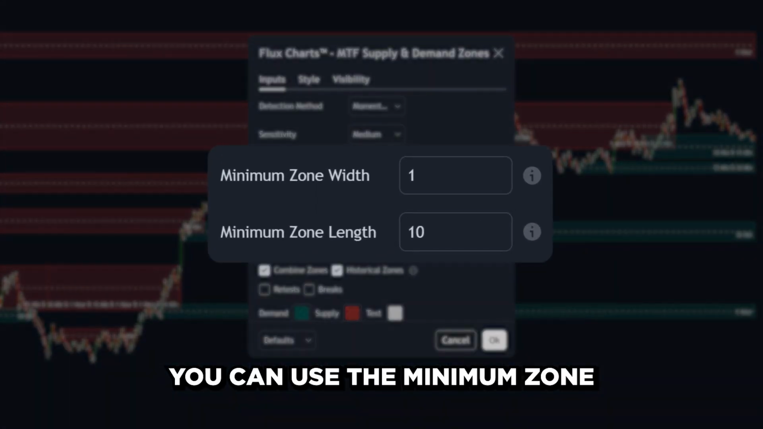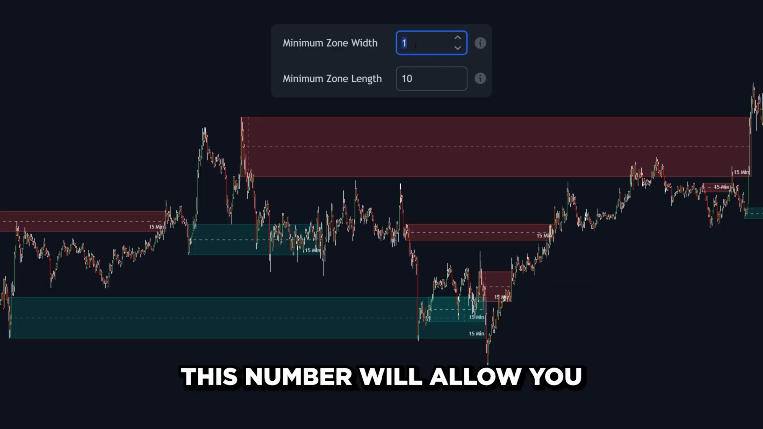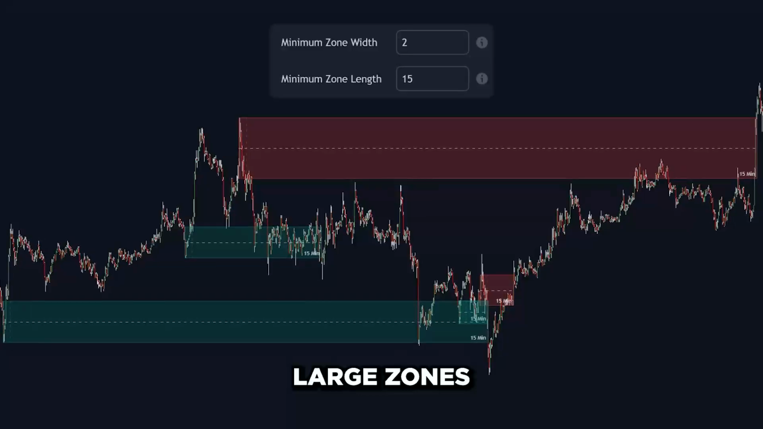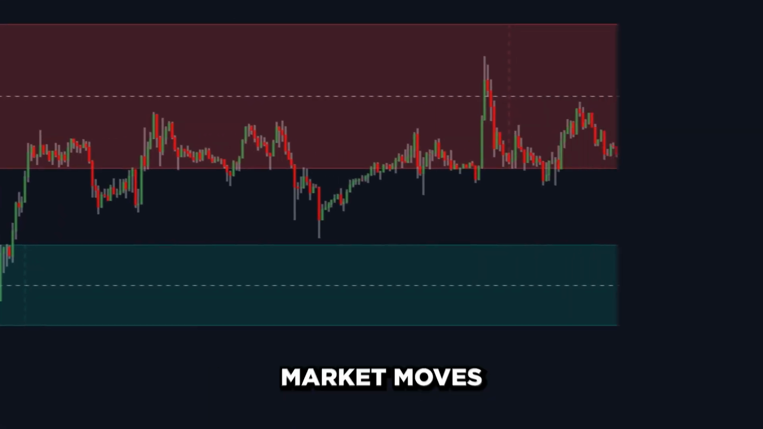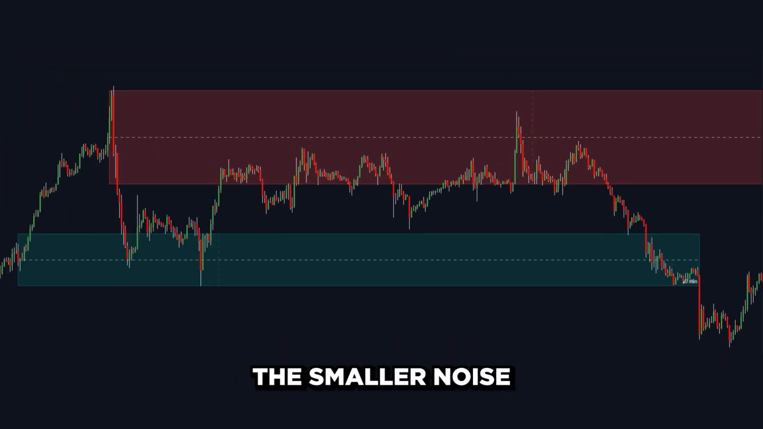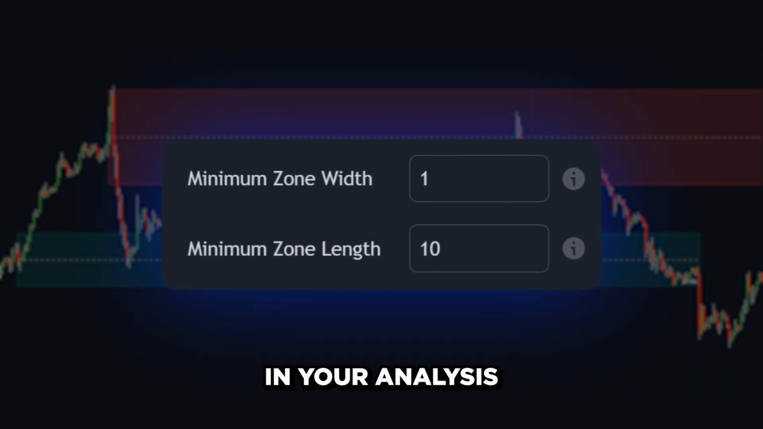You can use the minimum zone setting to filter out smaller supply and demand zones. Increasing this number will allow you to only capture large zones that hold greater significance, which is ideal for traders focusing on major market moves and want to remove the smaller noise. Adjust this setting based on the level of detail you want to see in your analysis.